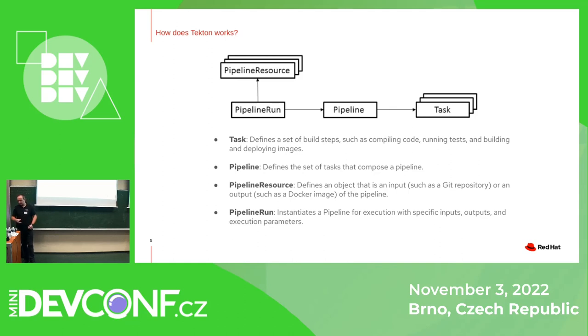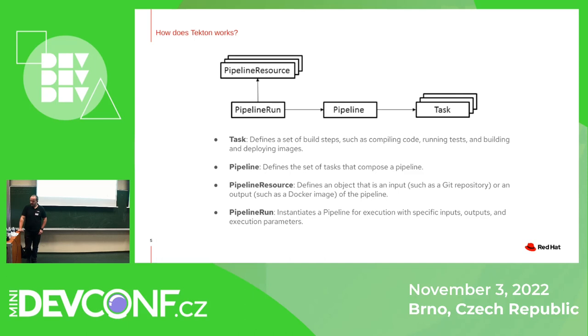Then we have a pipeline. Pipeline consists of multiple tasks. So with a pipeline, you can define, for example, prepare a disk for VM, start the VM, run some scripts inside the VM, then shut down the VM, delete the VM. So that's a pipeline.